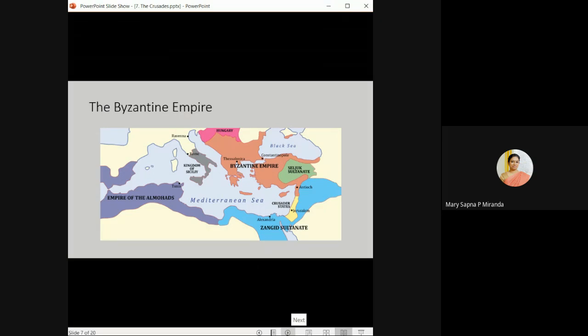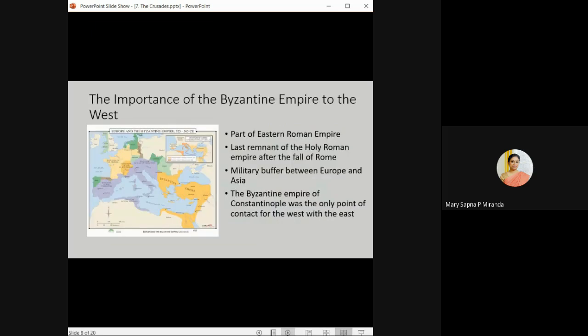Now, this Byzantine Empire was very important to the West because it was part of the Eastern Roman Empire, and this was the last remnant of the Roman Empire after the fall of Rome. So only this much was remaining. The one in yellow color you can see here, only this much of the Eastern Christian kingdom was remaining after the fall of Rome.